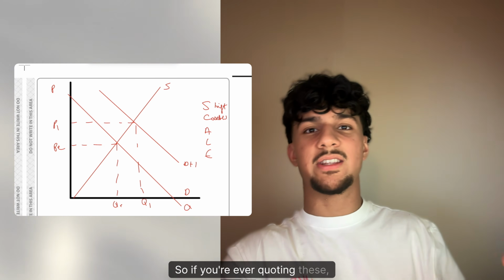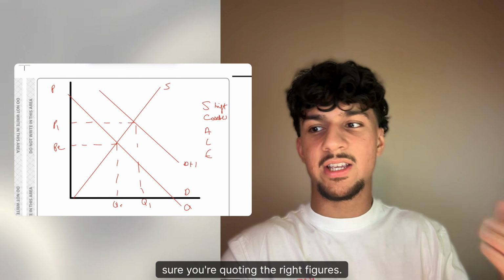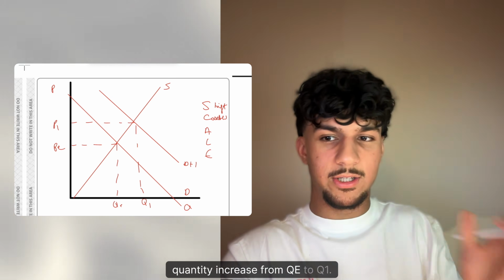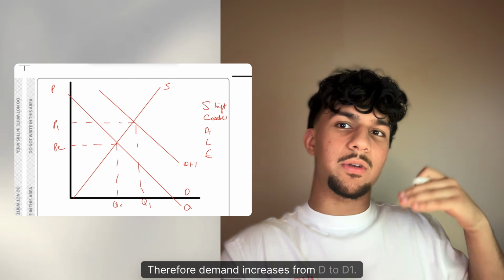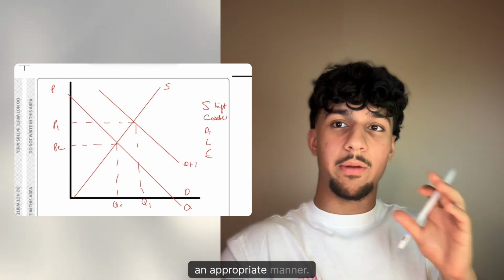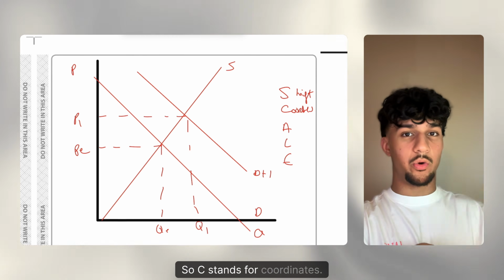So if you're ever quoting these, make sure you're quoting the right figures. Price increases from PE to P1, quantity increases from QE to Q1, therefore demand increases from D to D1, just making sure you quote them all correctly in an appropriate manner. So C stands for coordinates.